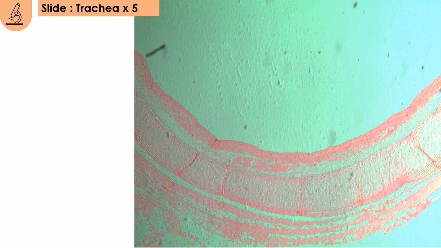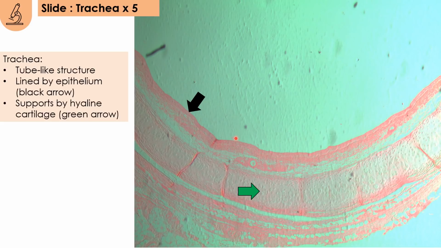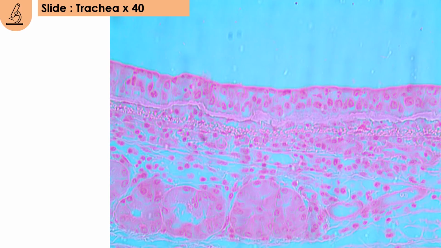So the trachea, as I mentioned, is a tube-like structure, and here you can see only half of the tube because it's quite big. It's lined by the epithelium, as shown by this black arrow, and supported by the hyaline cartilage. Let's focus on this part only. This is the trachea under higher magnification, times 40.